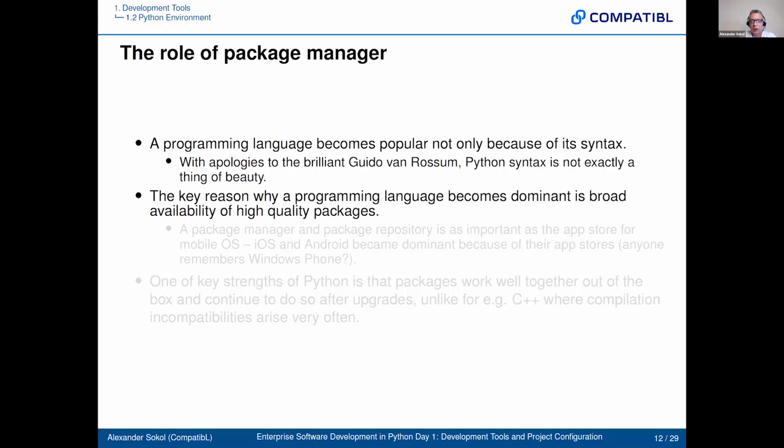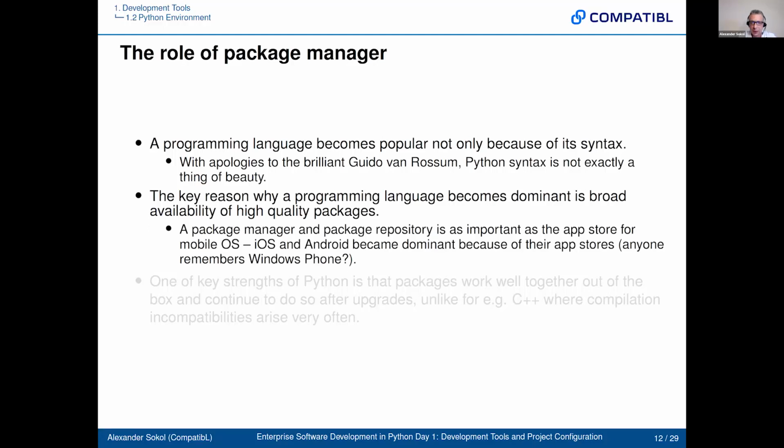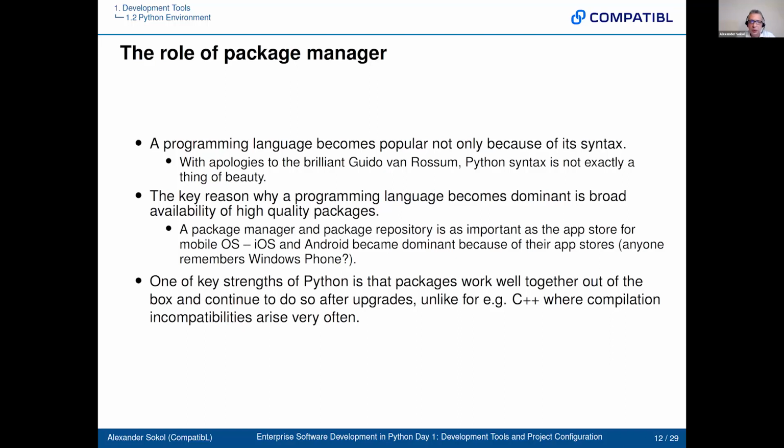So the reason it became so popular is because it has a huge number of high quality packages which all work together. And having essentially what's an app store, right? So a package repository is as important as apps for the mobile OS, right? So, iOS and Android have great app stores. Anyone remembers Windows Phone, right? Great operating system, but no apps, right? And that's why it didn't take off. So the key strength of Python, that's why I believe Python became so dominant, is that packages work very well together out of the box and continue to do so after the upgrades, right? So you keep upgrading packages and your code does not break.